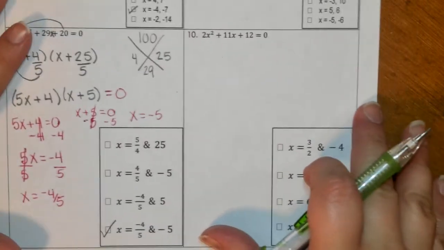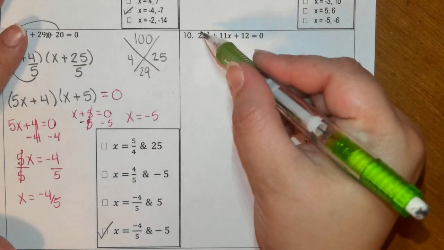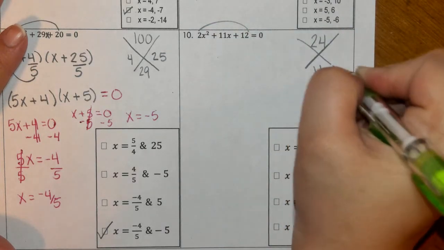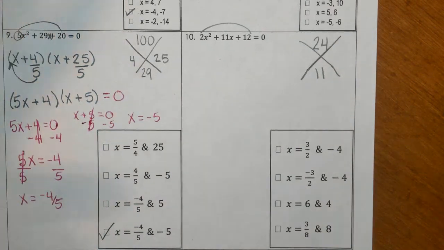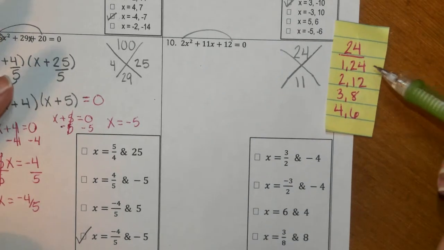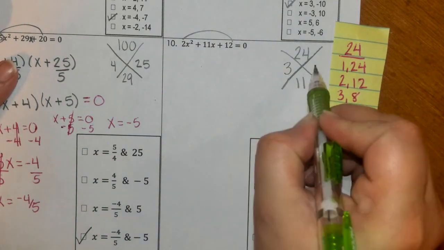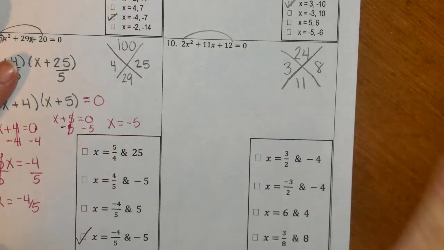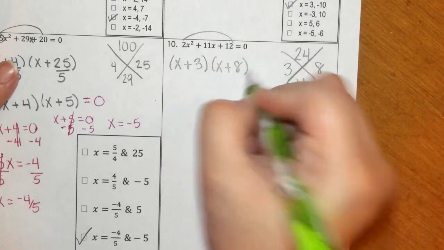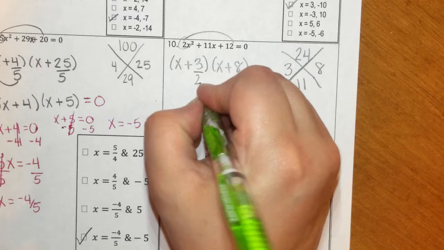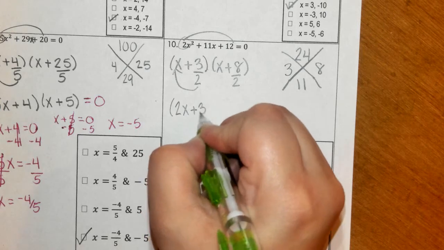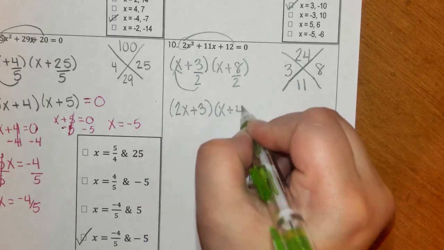Okay, and then lastly, again, that's bottoms up because that's bigger than 1. So 2 times 12 is 24. I'm trying to get to 11. So the factors of 24, it looks like 3 and 8. 3 and 8 can add to 11. And then we would have to divide by 2. So I bring the bottom up, and I have 2x plus 3. Divide, I get x plus 4.